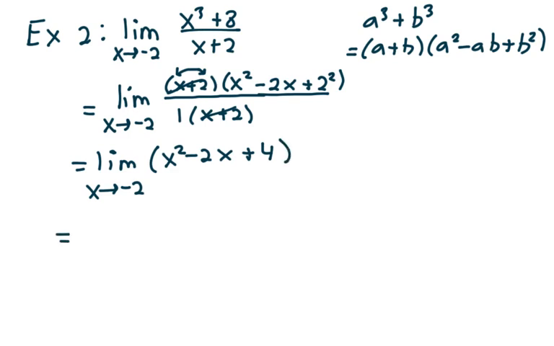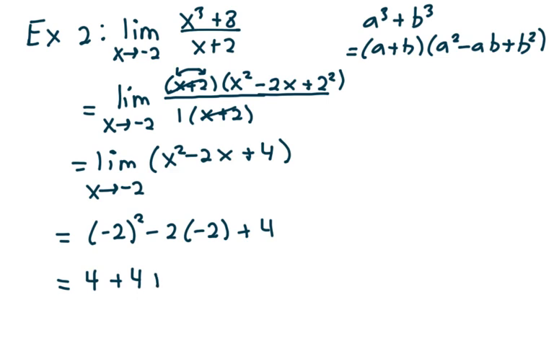So I'm going to pop a negative 2 in for x, so I'm going to get negative 2 squared minus 2 times negative 2 plus 4. So this is 4 plus 4 plus 4. And so the answer to example 2 is 12.